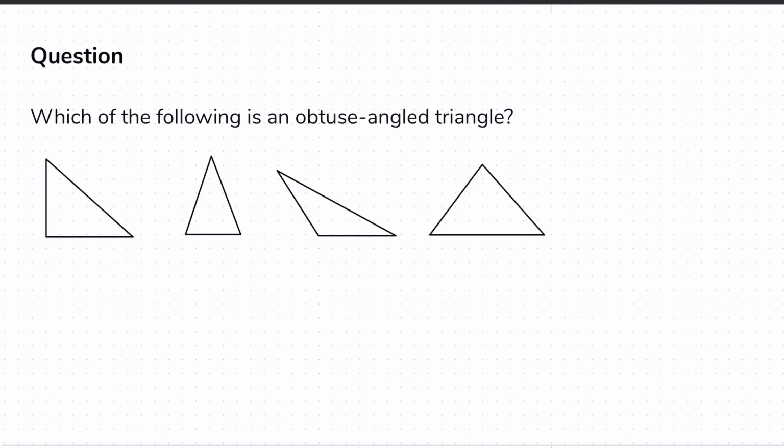Now this question is asking us to look for a very specific kind of triangle, an obtuse angled triangle. So before I can even answer this question, I need to know about obtuse angles.